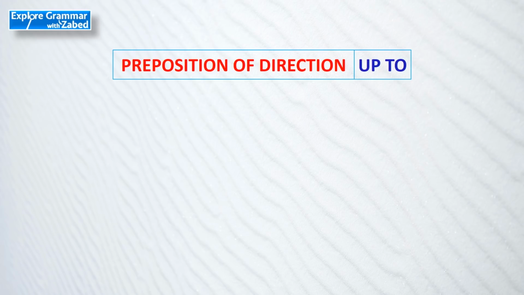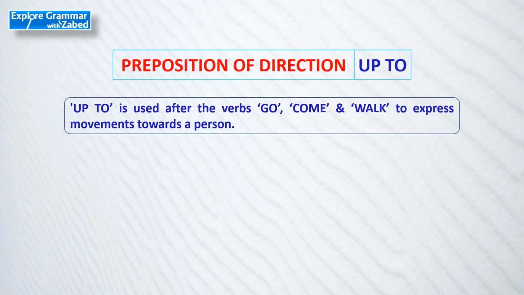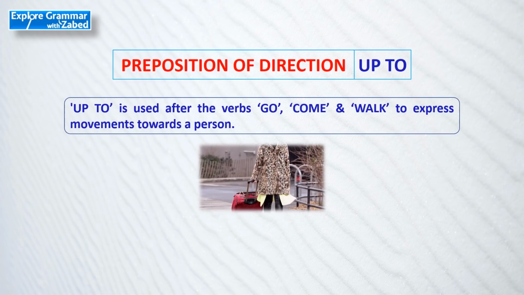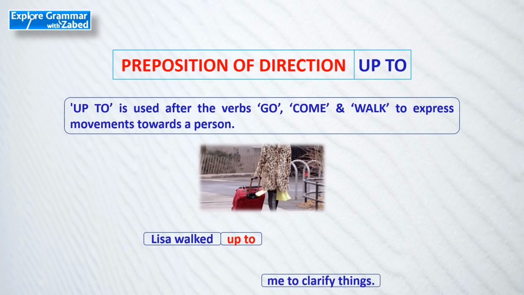Preposition up to is usually used after the verbs come, go, and walk to express movements towards a person. Please try to remember that up to is always two words, not one. An example of it. Lisa walked up to me to clarify things.